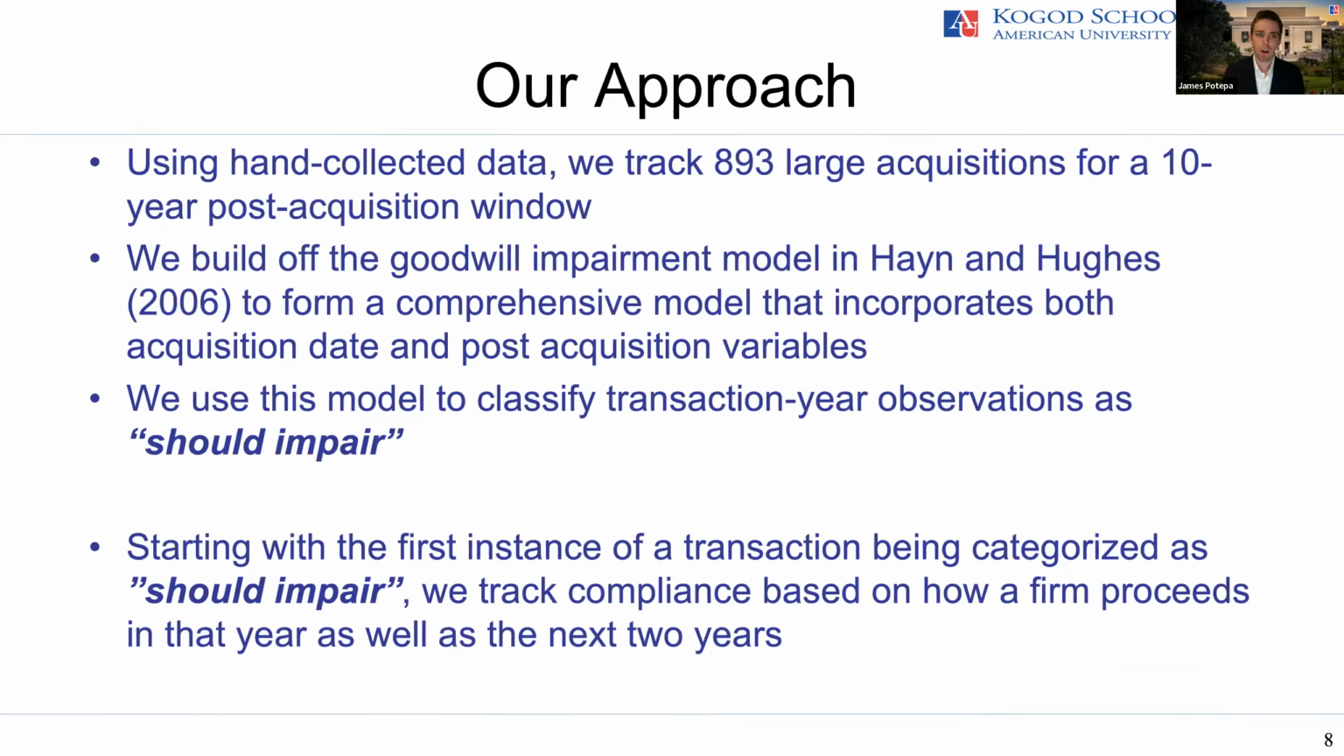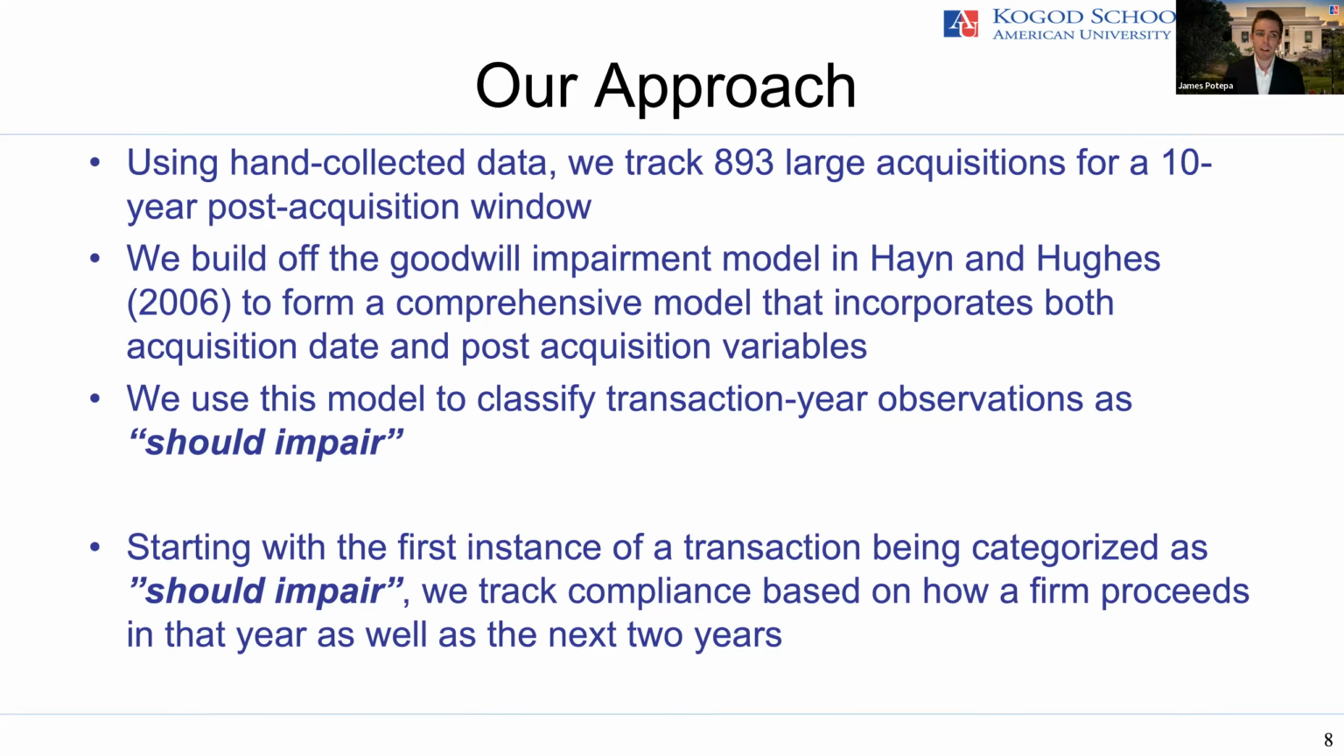A little bit about our approach. We're going to use hand collected data to track 893 large acquisitions for a 10-year period. We're going to build off the goodwill impairment model in Hain and Hughes 2006 to form a comprehensive model that incorporates both acquisition date data and post-acquisition variables. We're also going to include a lot from other papers. As noted, there's a rich literature here, and so we try to pull in as much as possible from other papers to have as comprehensive a model as is feasible.